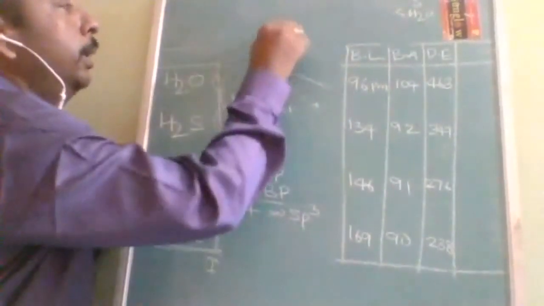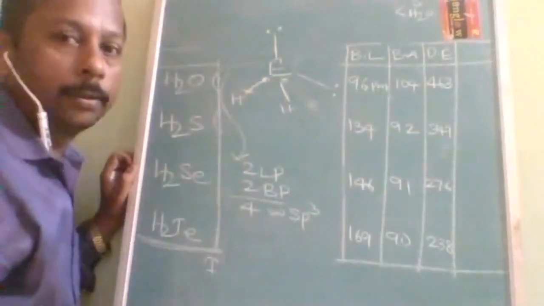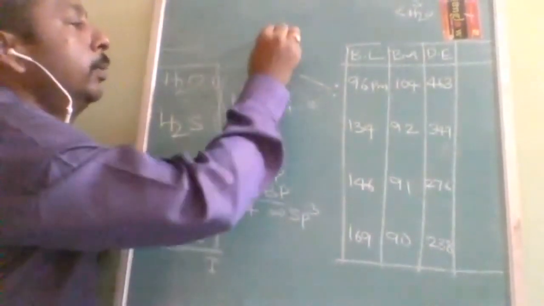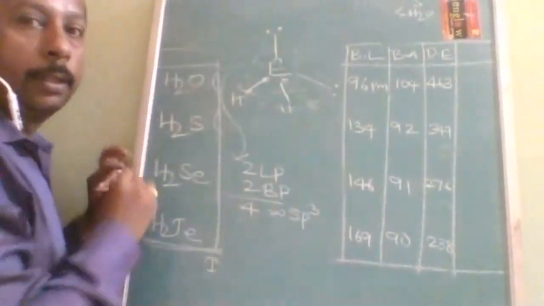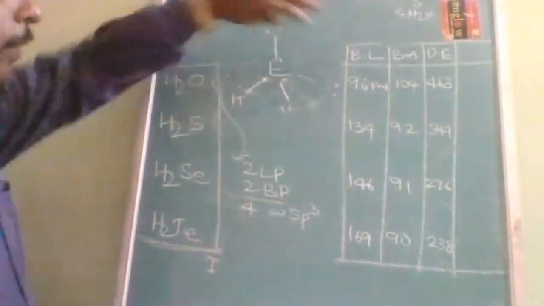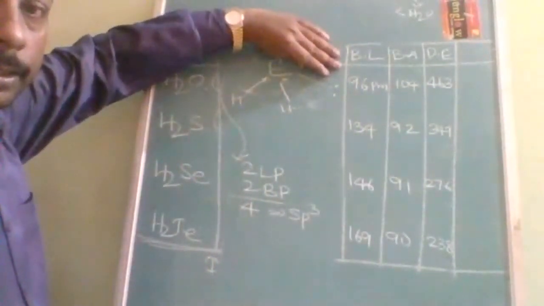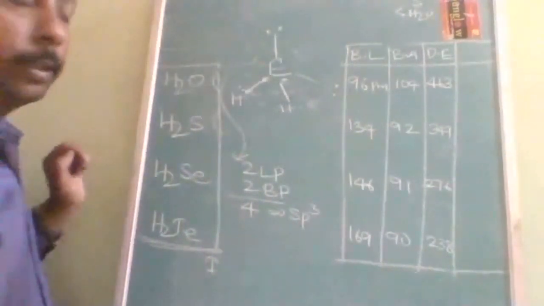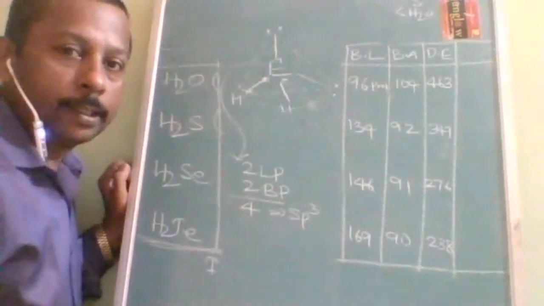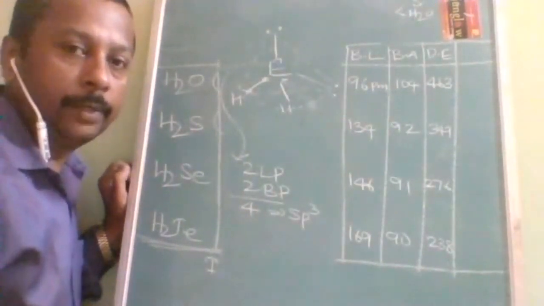Here one lone pair, here another lone pair, and 2 hydrogens here. If you consider them also, then it is going to be tetrahedral. But if I don't consider these, then it is going to be a bent structure, or V structure, or angular. So the structure of the hydrides of the 16th group is bent, angular, or V shape.